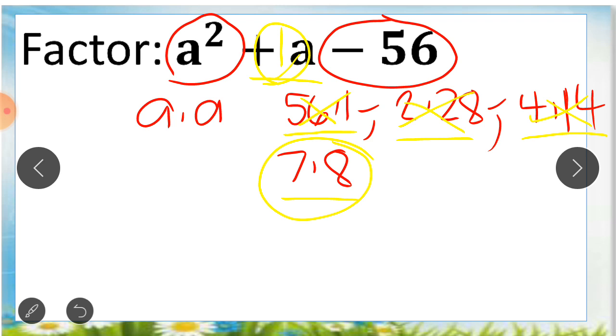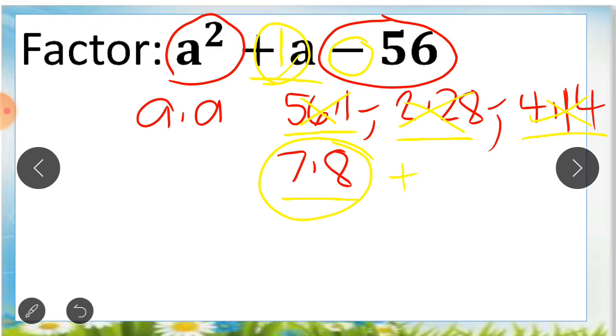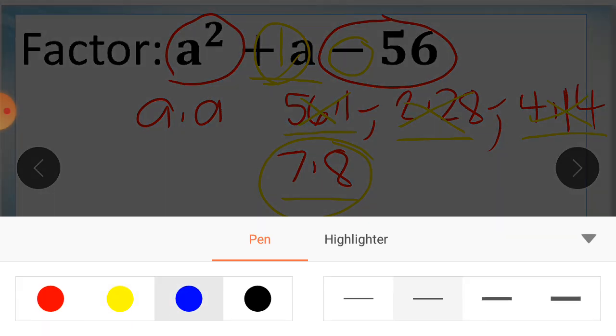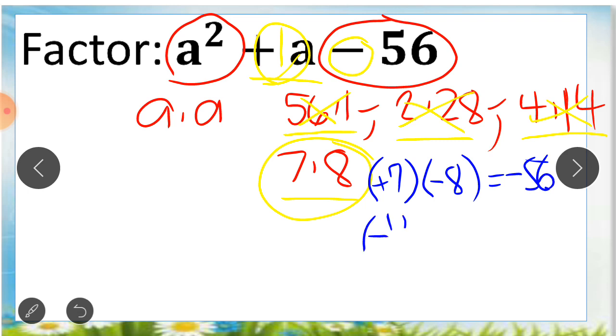One of the clues here is the sign of the last term. The sign of the last term is negative. So it means that the factors have different signs, right? We can have positive 7 times negative 8 in order to have negative 56, or we can have negative 7 and positive 8, that will still be equal to negative 56.